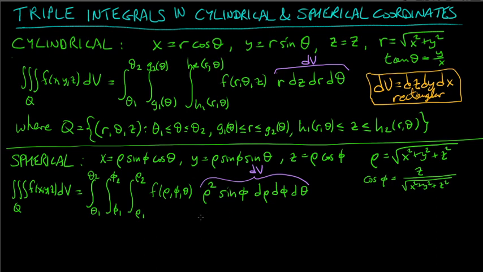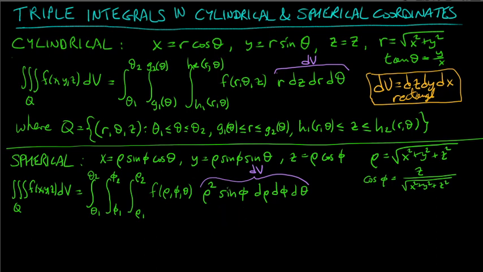I think I'll do that in the next video. I will explain this a little bit later. This is what's called the Jacobian for spherical coordinates. That doesn't mean anything to you yet, but it will in the next section. So don't worry about that yet.